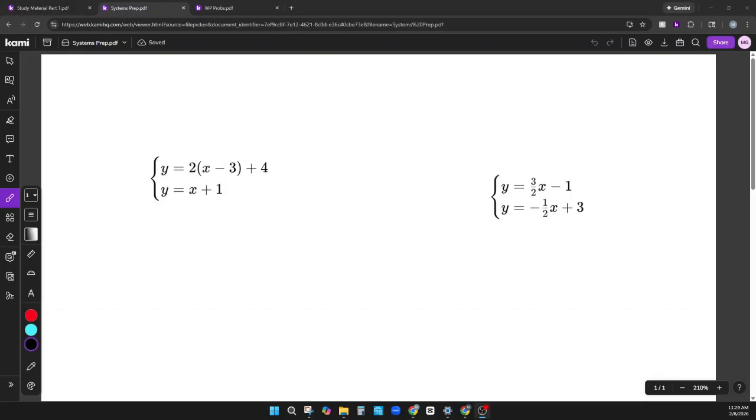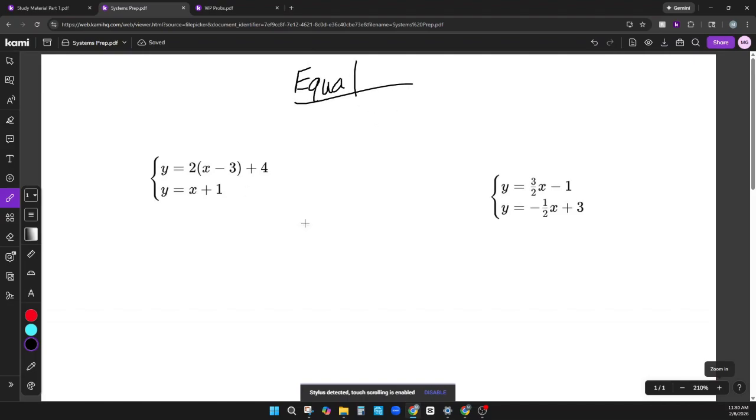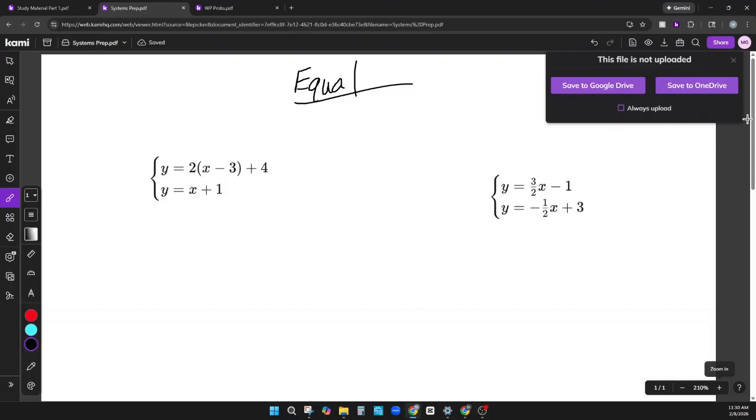Now, the second type of section that you are going to see on your test is dealing with systems of equations. All that means is that we're dealing with more than one equation at a time, and we're still trying to solve. Now, in order to solve a system of equations, my equations must be equal. So our first step for solving any of these problems is setting them equal to one another.